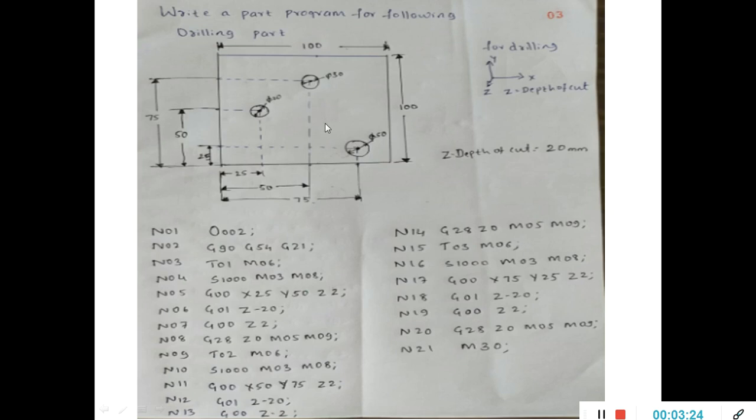Every time after completion of one hole you have to change the tool. Before that you have to stop the spindle, stop the coolant, and again change to tool T02 for the next operation, and then the drilling is done. So in the three different locations you are going to drill the workpiece. Okay, this is the background of this workpiece where the 3 holes are going to be made.